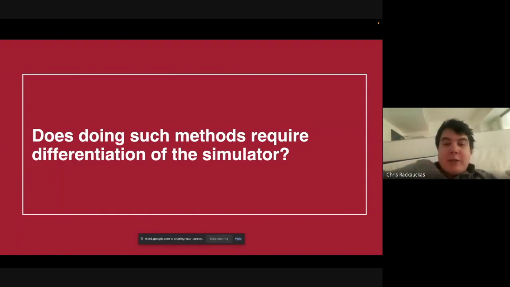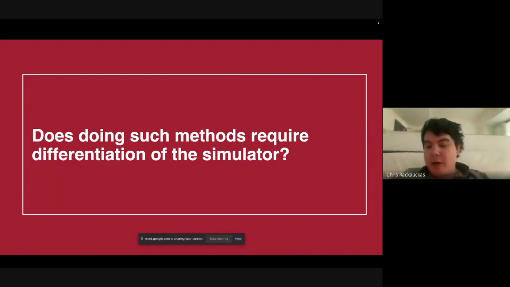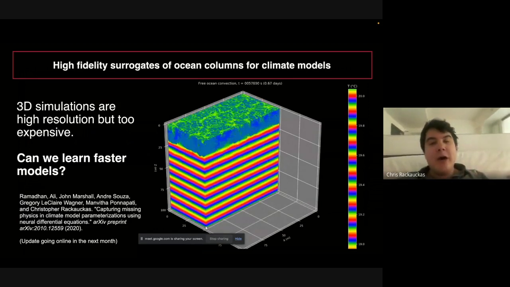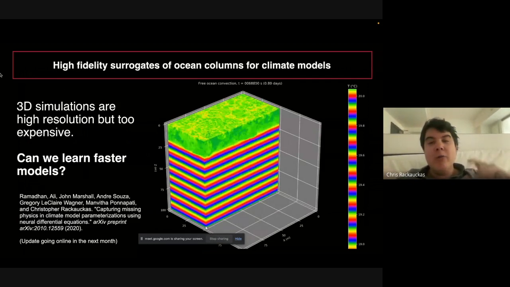Next piece here is, do such methods require differentiation of the simulator? I'm getting closer to time here, so I'm going to go through this a little bit fast, so that I can make sure to get to the stochastic AD portion. But I think this is one of the key pieces. We have a very nice study on this that comes from this case on high fidelity surrogates of ocean models or columns for climate models.